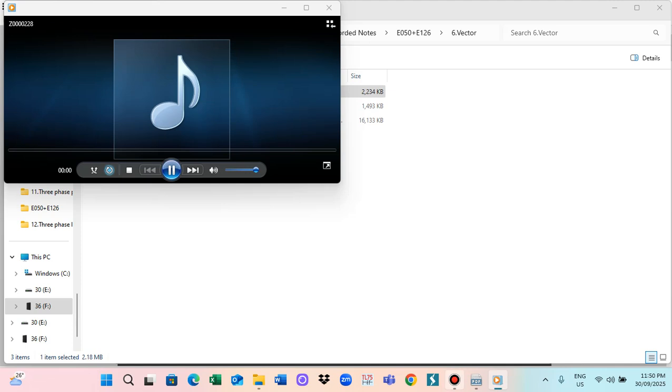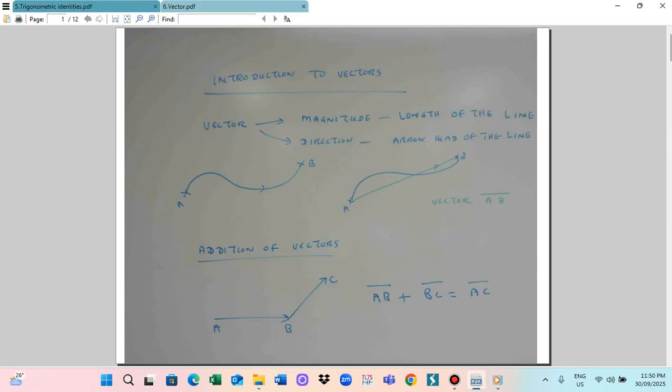Vector means that there are two quantities: the length and the direction, the magnitude and direction. So a vector is called magnitude and the direction.